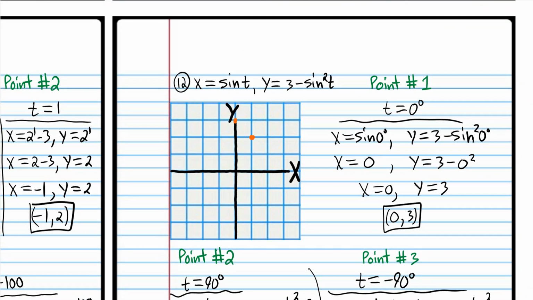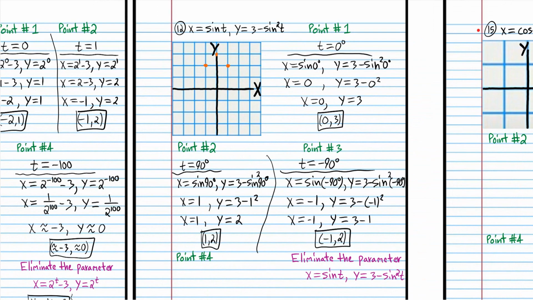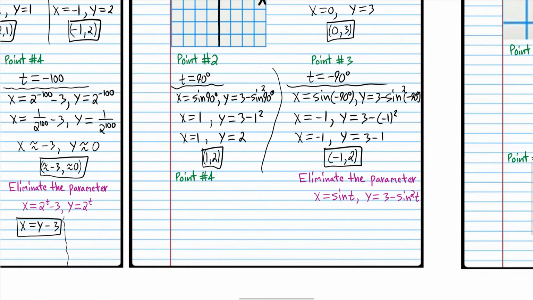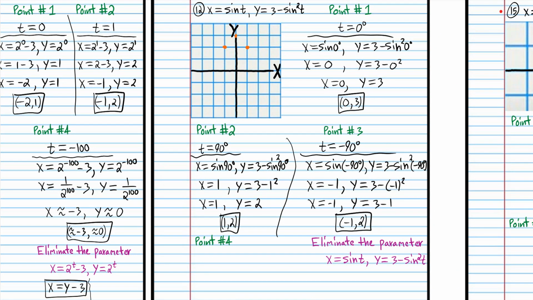So, again, you see our graph is limited to that top part up there. So now let's choose, if we choose 180 degrees, we'll just get the same answers. So that won't really help much.